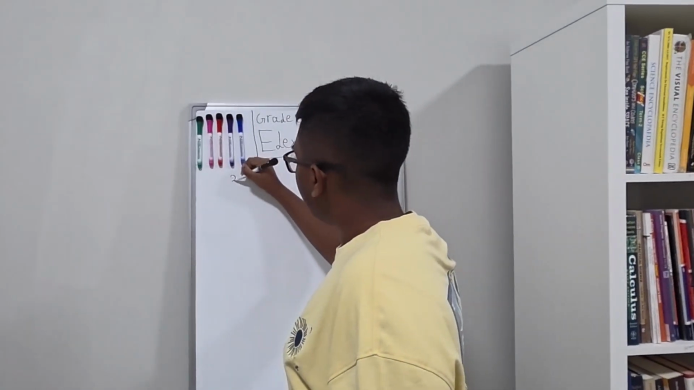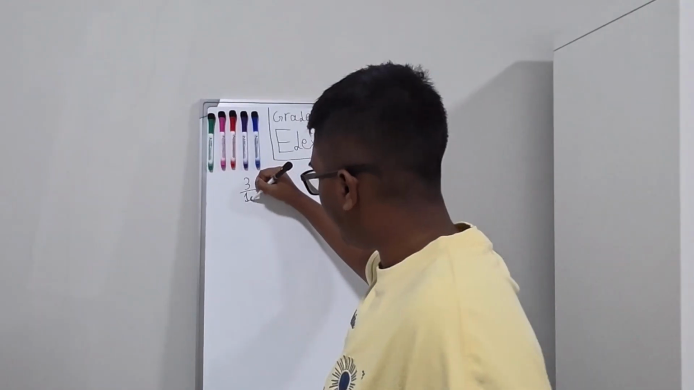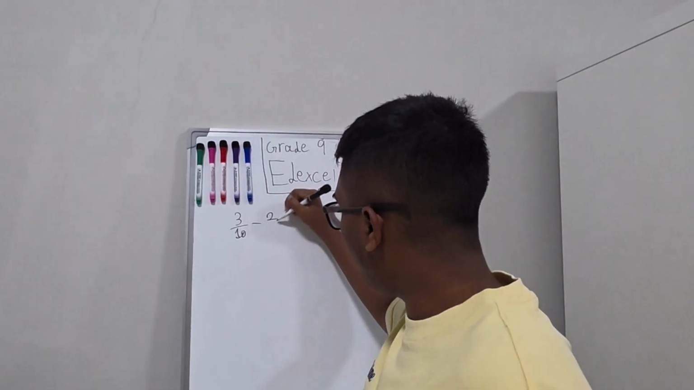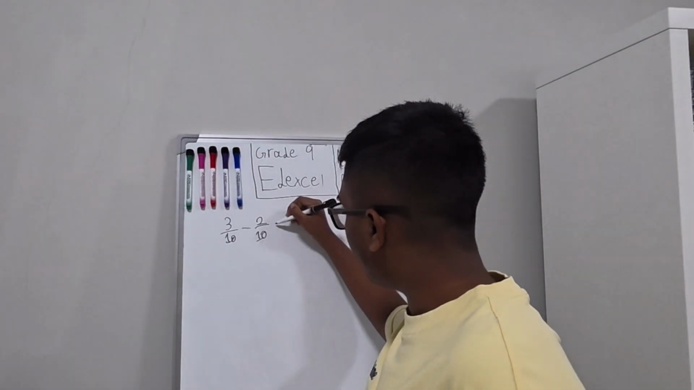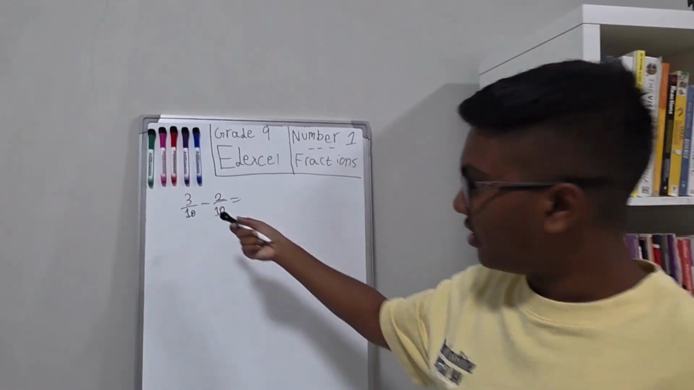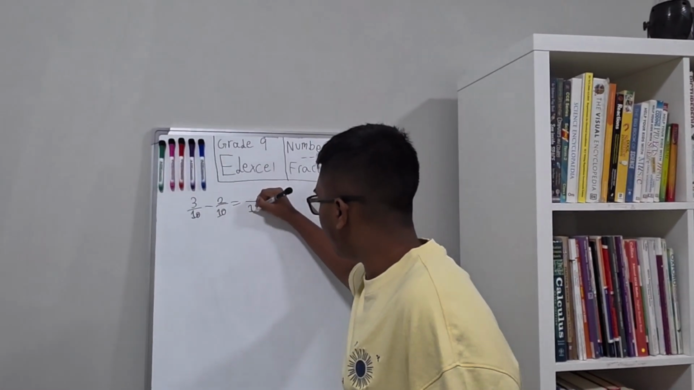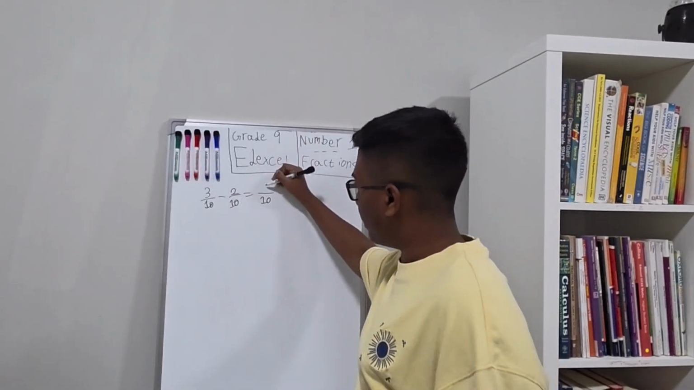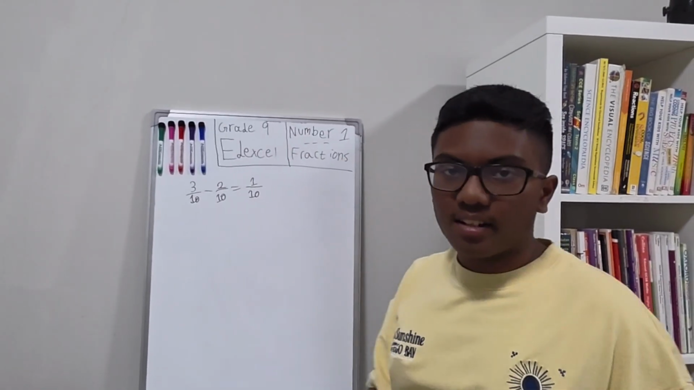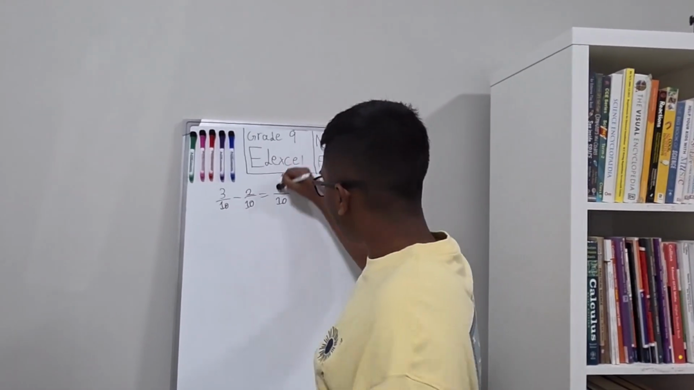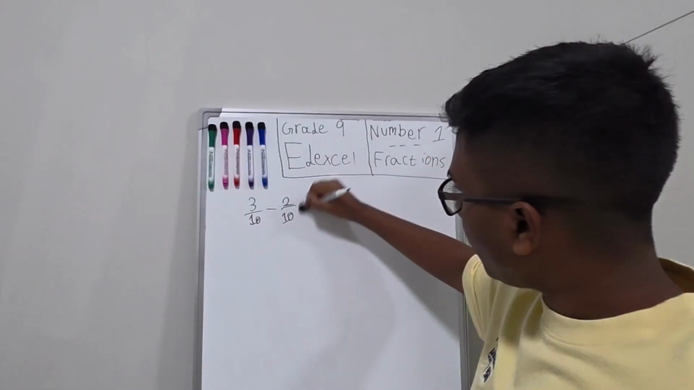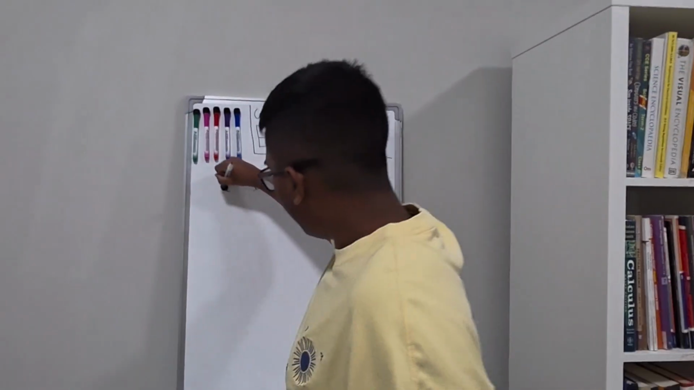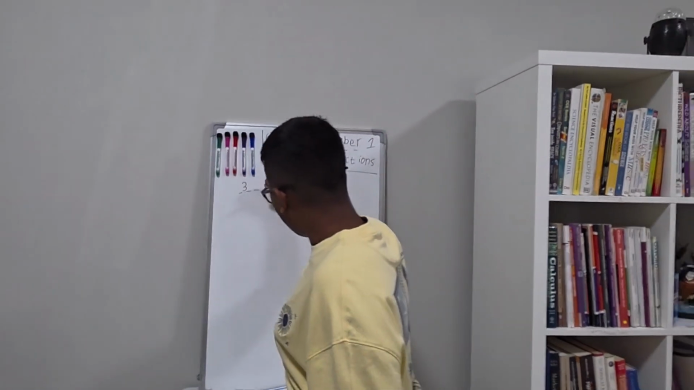Let's take 3 over 10 minus 2 over 10. Now, you would still take the same denominator, 10, and just subtract these two values, leading to 1 over 10. Pretty simple, isn't it? Now then, let's take another case.